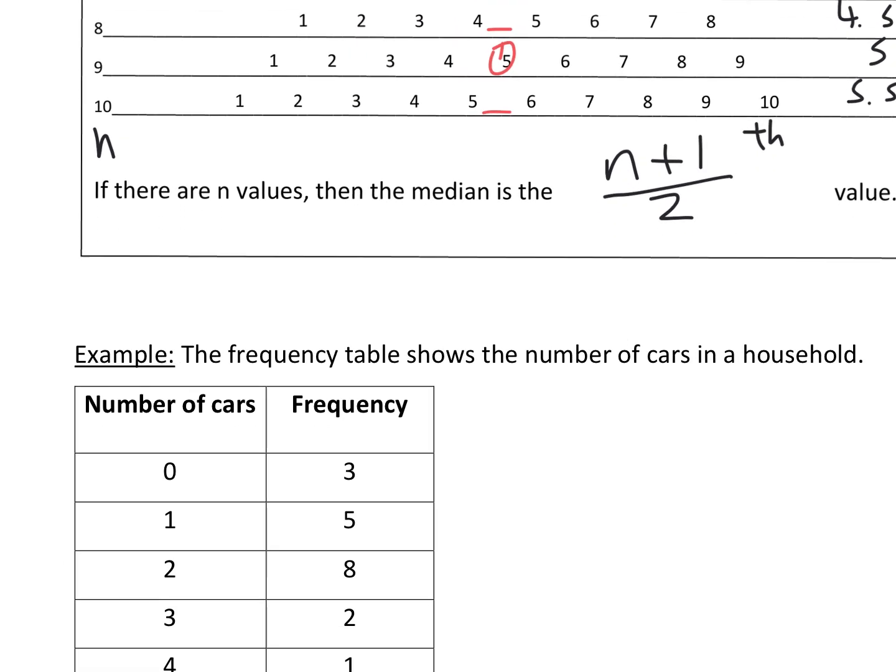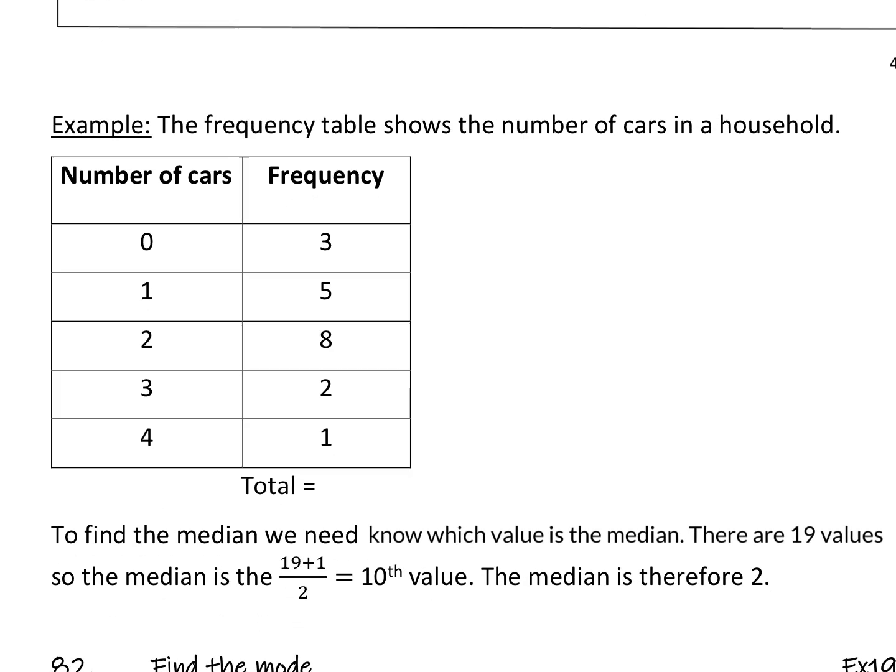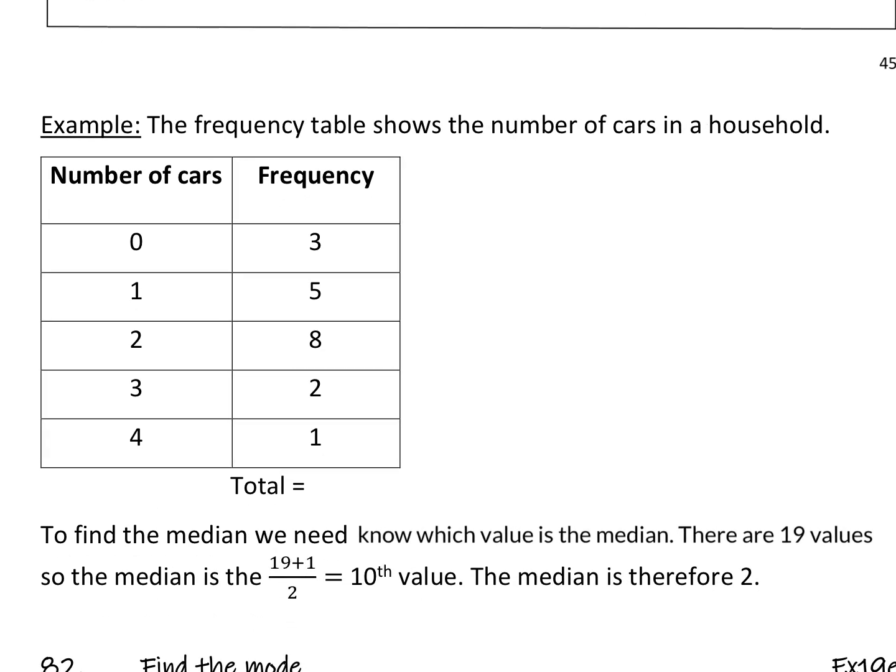So let's see how that will be useful in this example. In this example, the frequency table shows the number of cars in a household. So let's recap. It's the same one as the mean table from earlier. 3 households have 0 cars. 5 households have 1 car. 8 households have 2 cars, and so on.